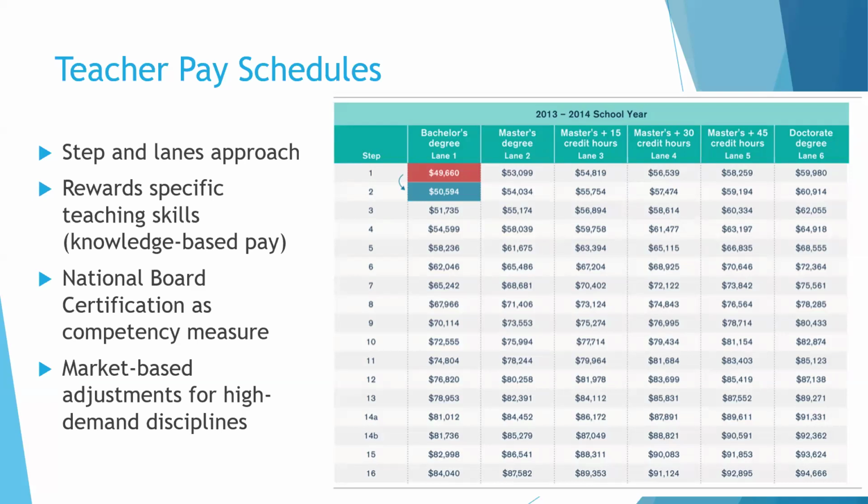On this chart, 16 years. Often these charts go longer than that, but you can max out at 20 or 25 years, for example. And on this one, they're making $94,666. This rewards specific teaching skills, knowledge based, for example, based on what degrees they have. Those degrees also determine what things they can do. So if you have a master's degree, you can, for example, train other teachers.